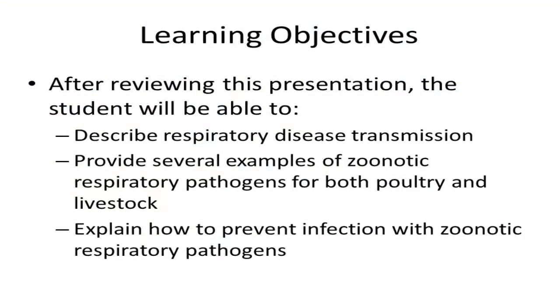After reviewing this presentation, the student will be able to: 1. Describe respiratory disease transmission. 2. Provide several examples of zoonotic respiratory pathogens for both livestock and poultry. And 3. Explain how to prevent infection with zoonotic respiratory pathogens.